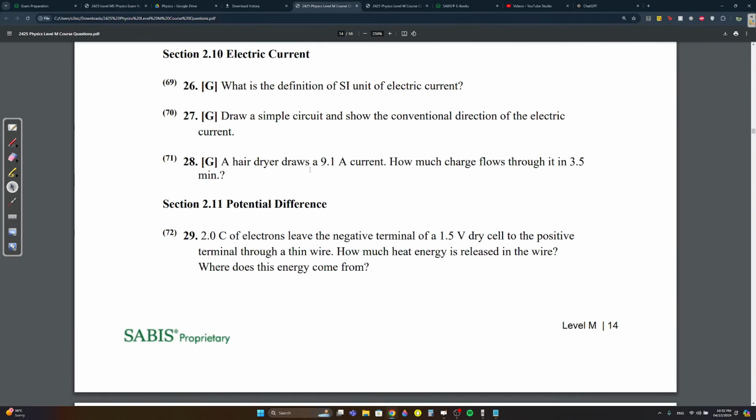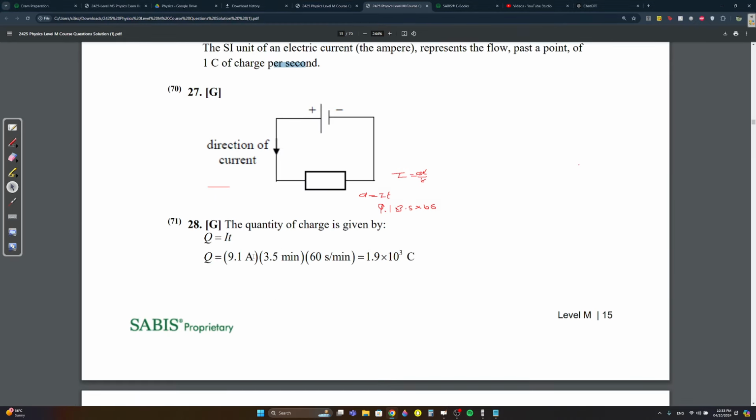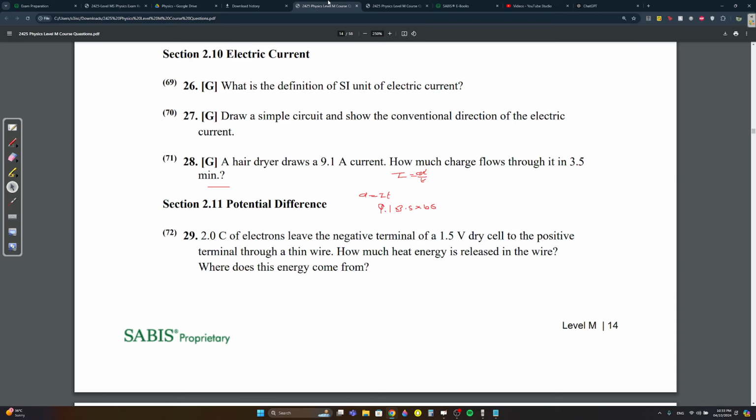A hair dryer draws 9.1 amperes. How much charge flows through it in 3.5 minutes? I equals Q over T. Charge would be equal to IT. Current is 9.1. Time is 3.5 minutes. You want to convert it to seconds? It's gonna be 3.5 times 60 because each minute is 60, right? And you get, let's see, 1.9 times 10 to the power 3 coulomb.